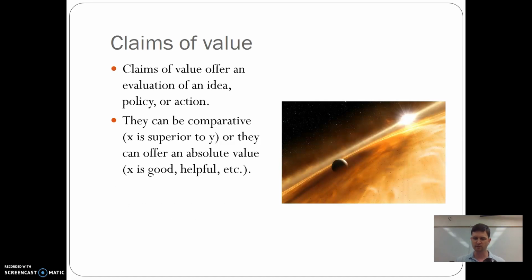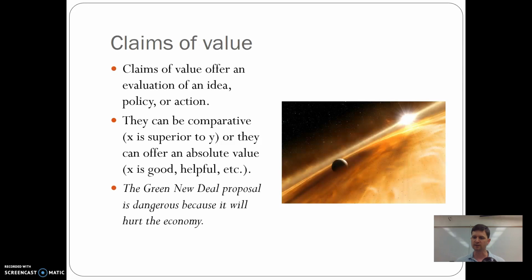One example I might throw at you here, once again tackling an environmental issue, says the Green New Deal proposal is dangerous because it will hurt the economy. Now, this is a claim of value because it's looking at a political proposal and saying that it is dangerous. That's the key word showing us the value. And the because statement offers us a sense of why and indicates how the essay would develop to support the evaluation.